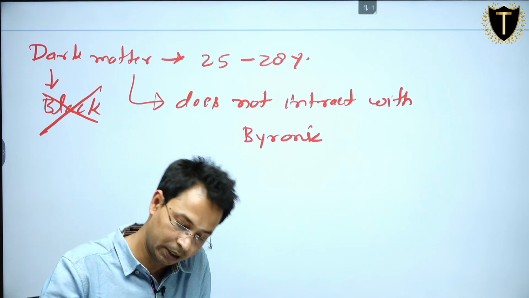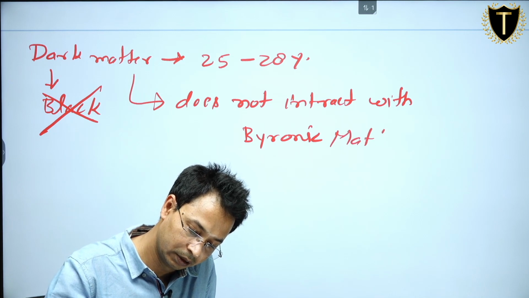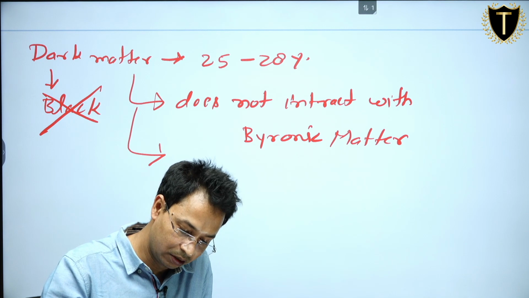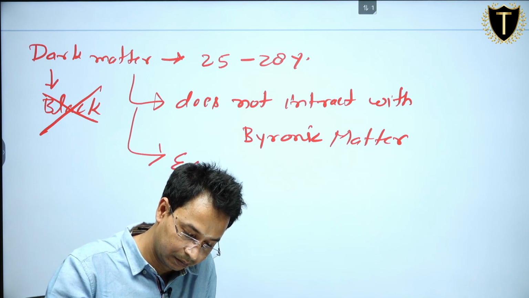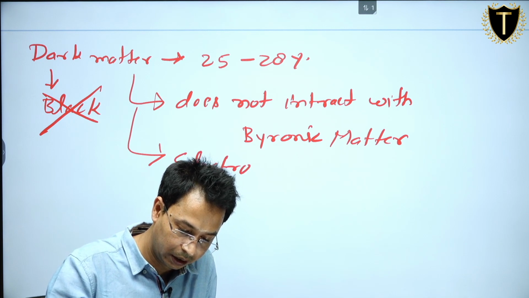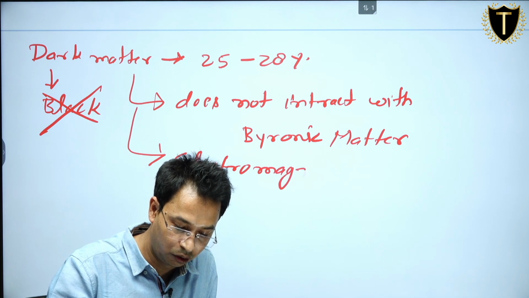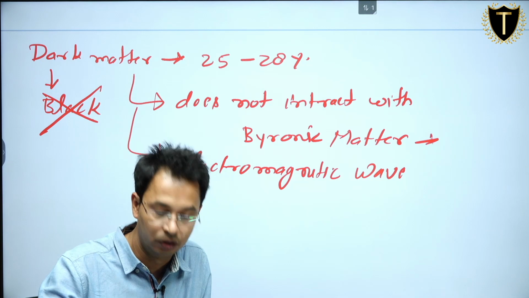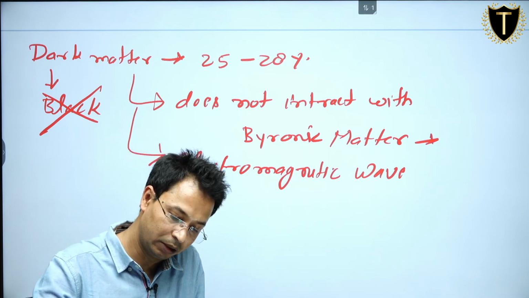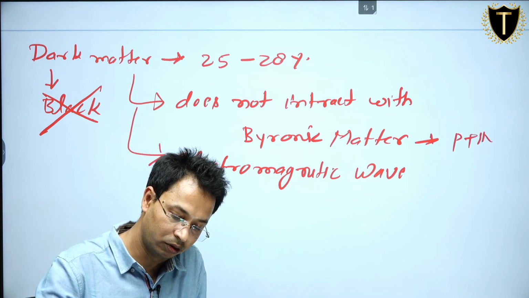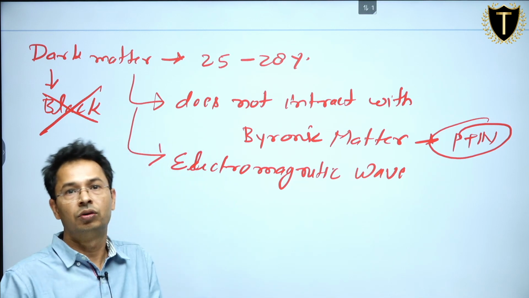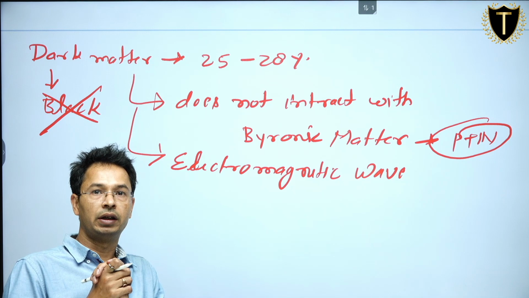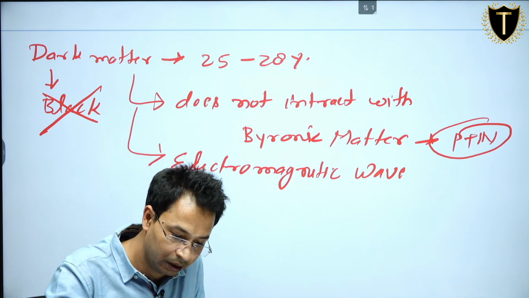This dark matter does not interact with baryonic matter, and it does not even interact with electromagnetic waves. As I told you, baryonic matter is whatever matter is made up of protons and neutrons. So dark matter is not interacting with baryonic matter, and it is not interacting with electromagnetic waves.